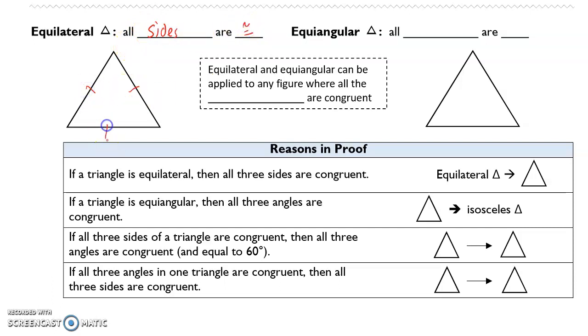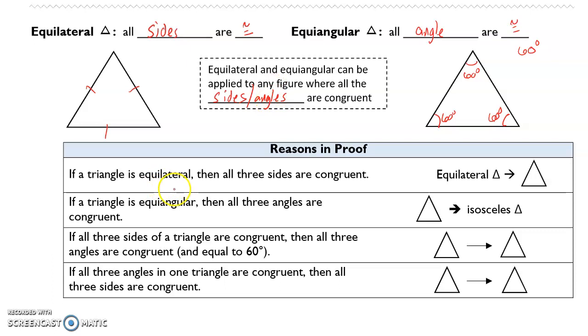Let me mark it this way. And in an equiangular triangle, all angles are congruent, and in fact, exactly 60 degrees. So I know this is congruent to this, to this. They're all congruent, they're all 60 degrees. Okay. They can be applied to any figure where all sides or angles are congruent. So they're interchangeable words.